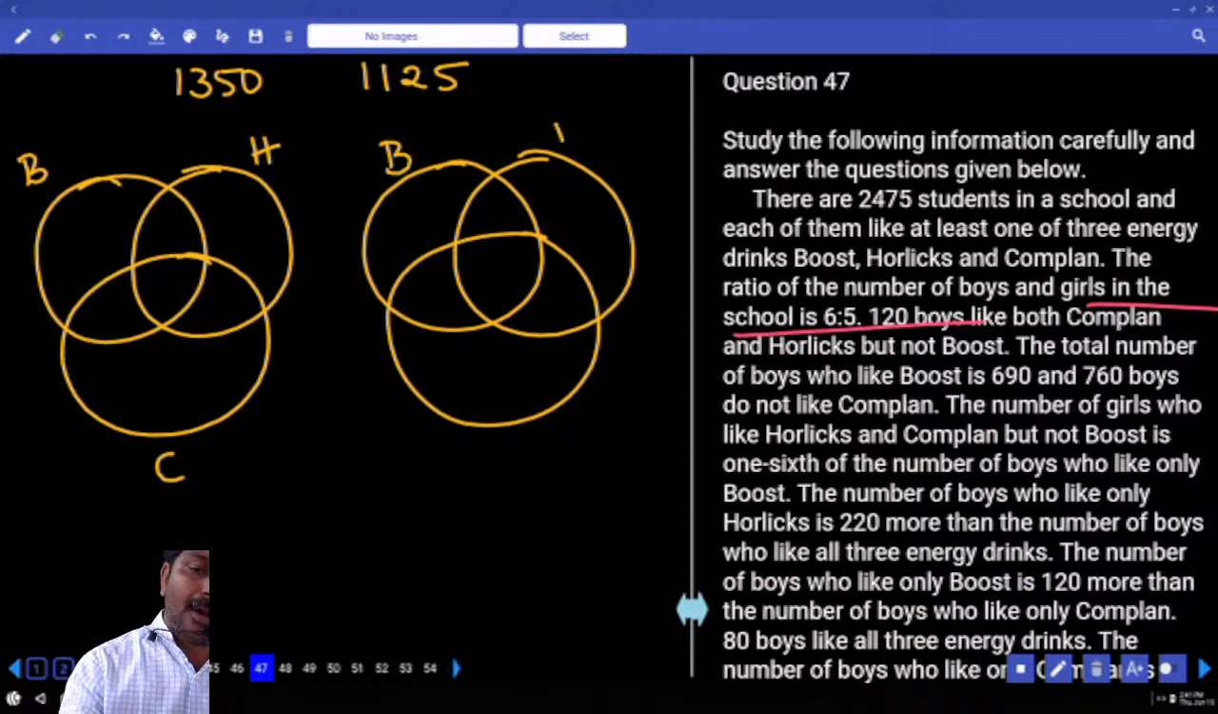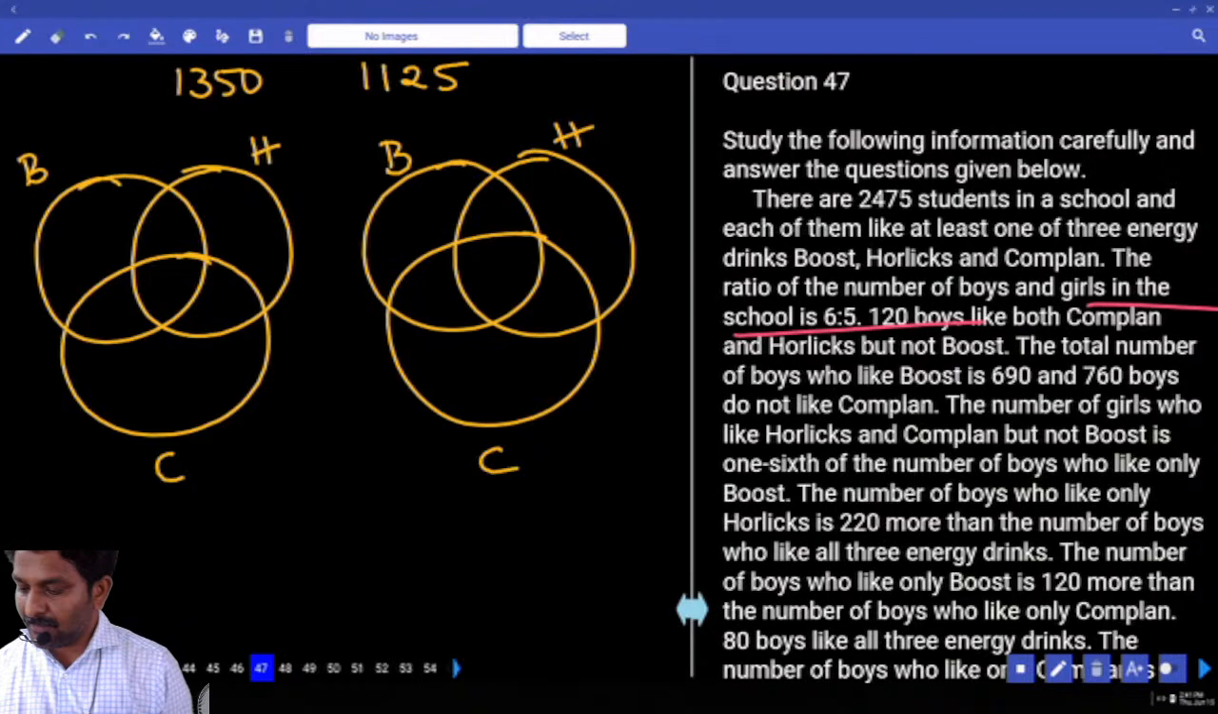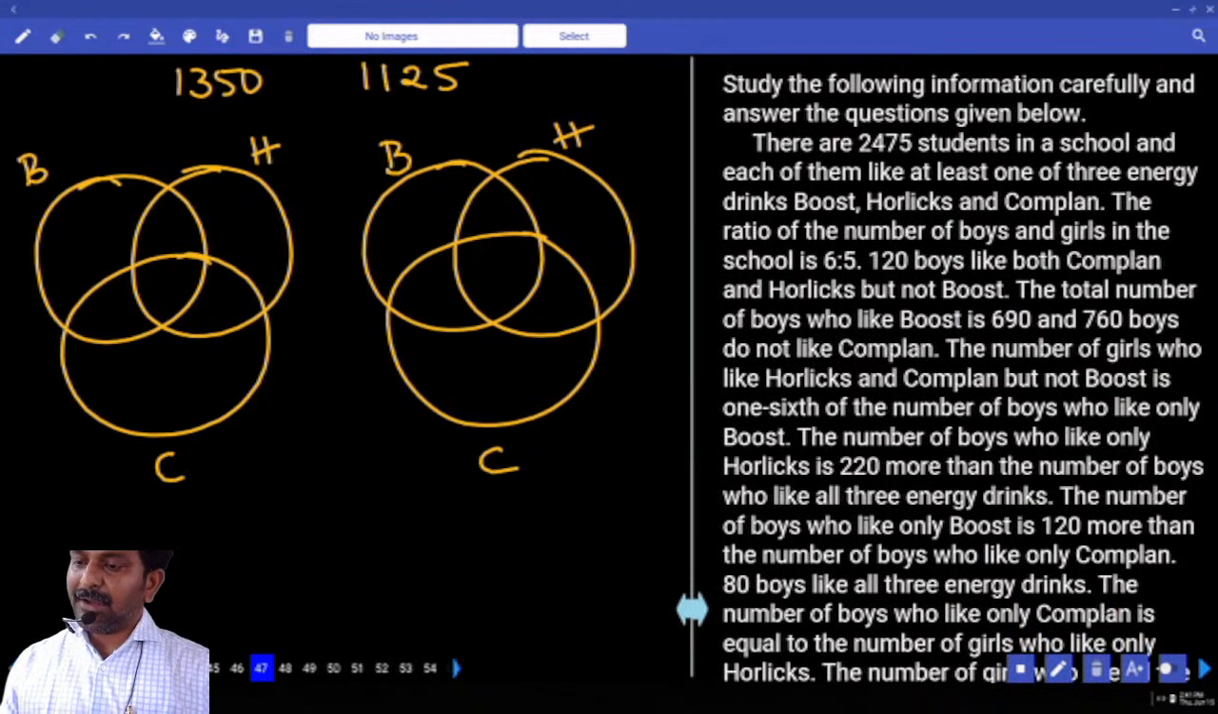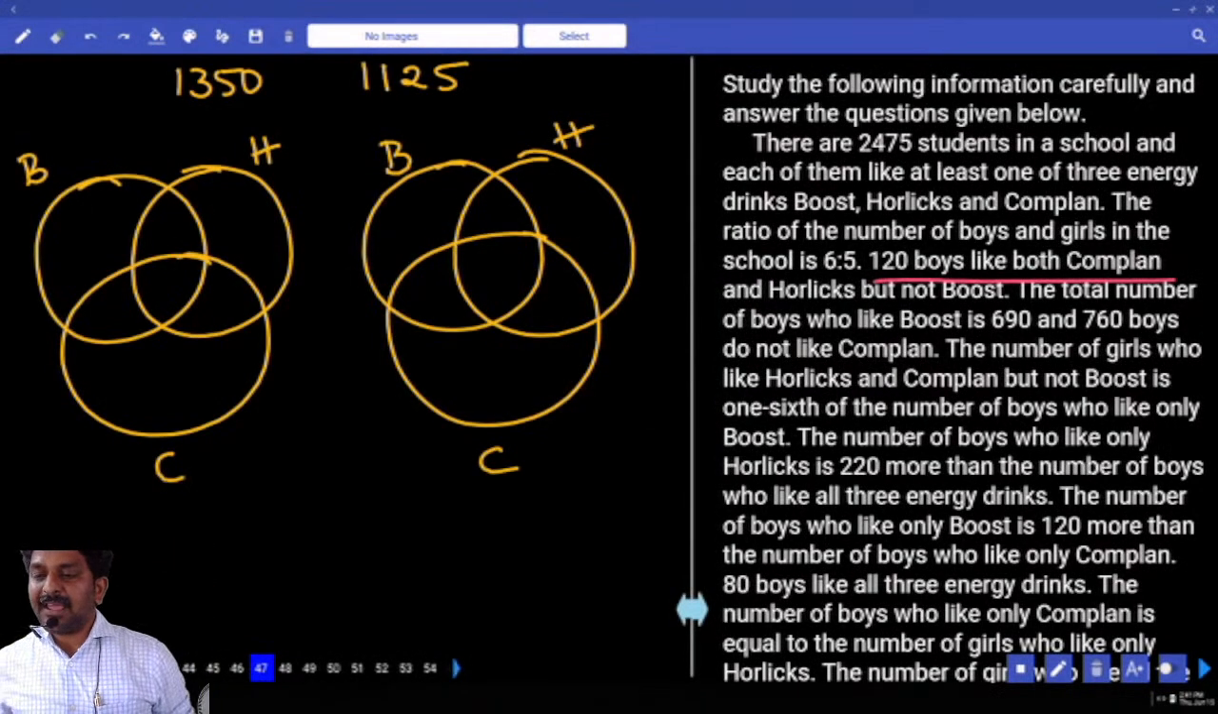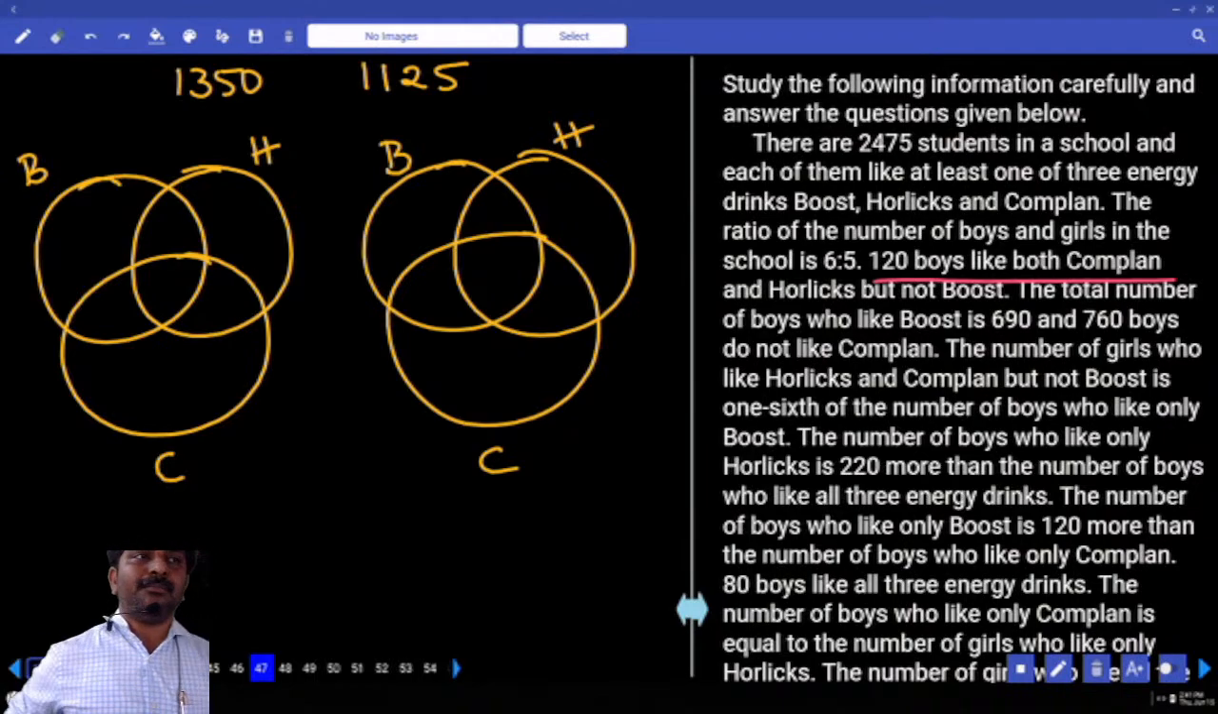Boost, Horlicks, Complan. Right? Now, be careful. Read one by one. 120 boys like Complan and Horlicks but not Boost. Boost is not there, so forget about Boost. Out of the remaining, the area which is common for both Horlicks and Complan is this part. So here 120 fits, correct? So 120 comes here.